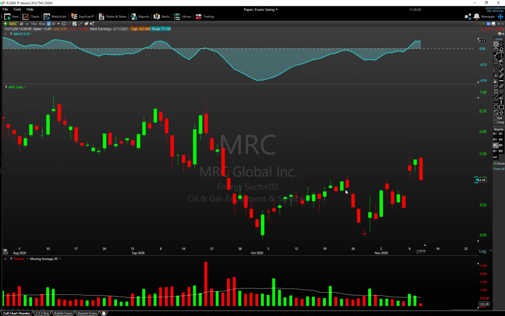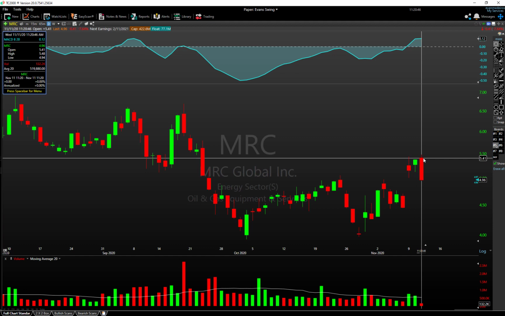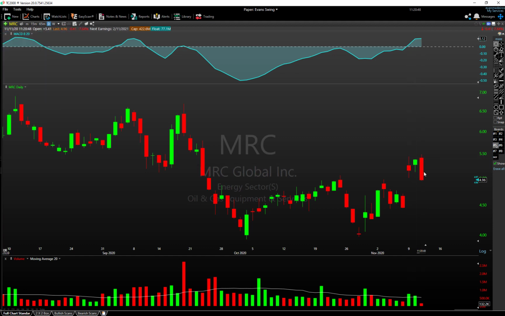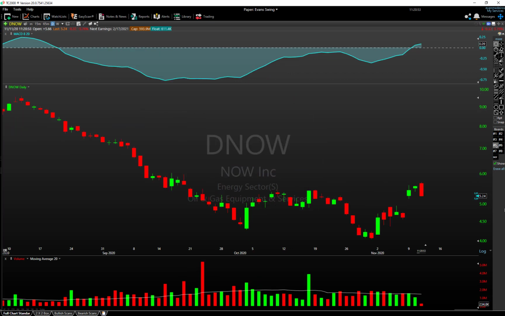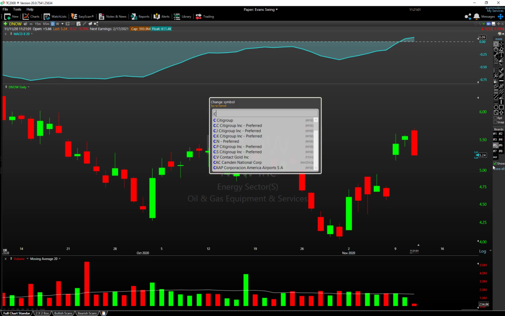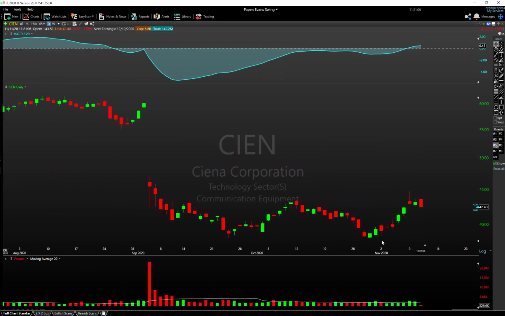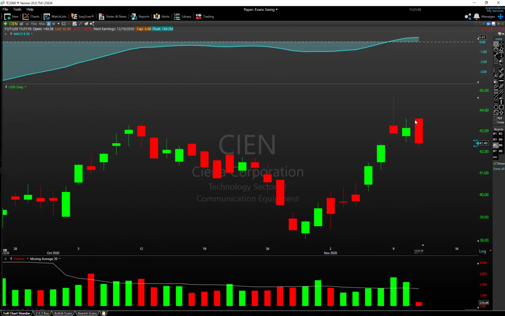MRC, so this one here has bounced a little bit and it has gotten off of these lows. It's a lower stock name, but basically here again you can see engulfing prior day's range here, coming into this gap, momentum to the downside building. DNOW, another oil and gas name, lower price stock, but it has bounced off of the lows, bearish engulfing bar of the prior session. CIEN, it's a telecom.